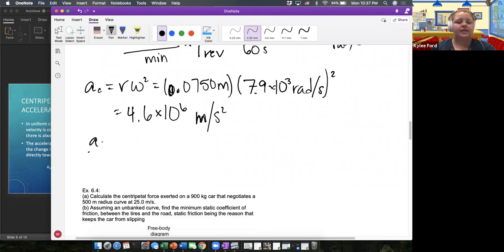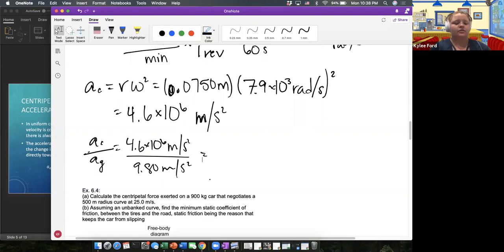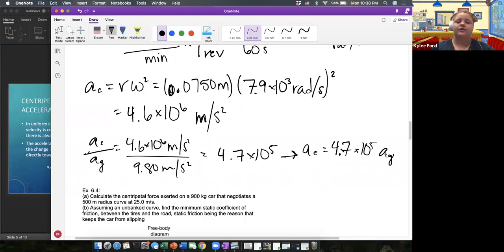So my ratio is going to be AC over AG, and that's 4.6 times 10 to the 6 meters per second squared over 9.8 meters per second squared. Okay, and so if I put that in the calculator, I get 4.7 times 10 to the 5th. Or we can say that AC is 4.7 times 10 to the 5th times the acceleration due to gravity.